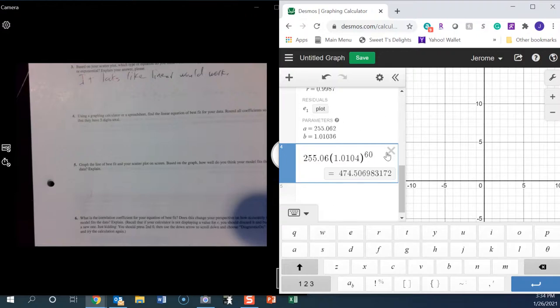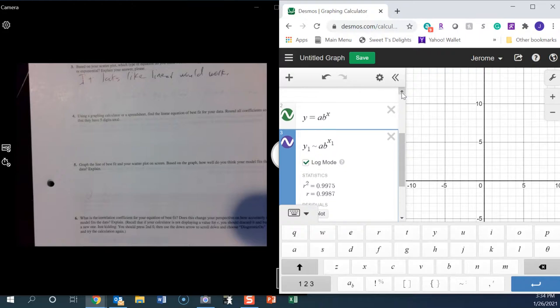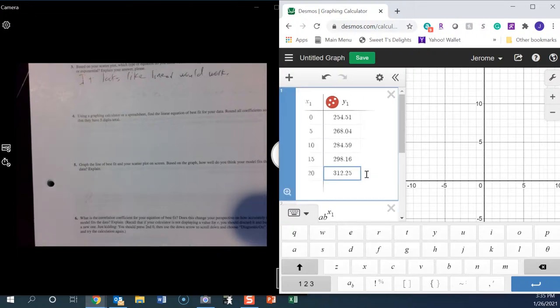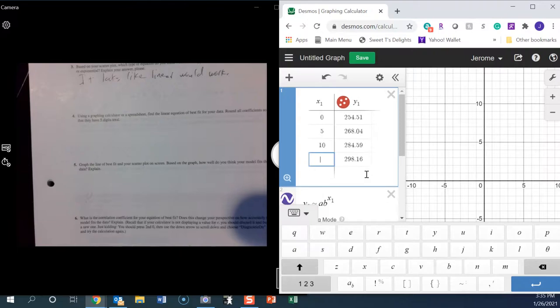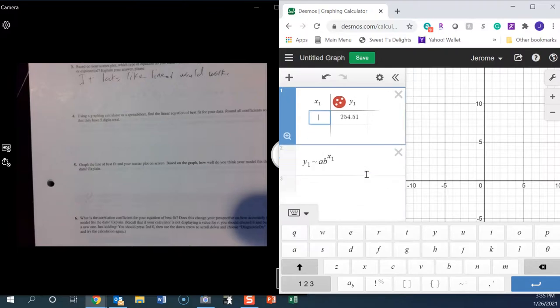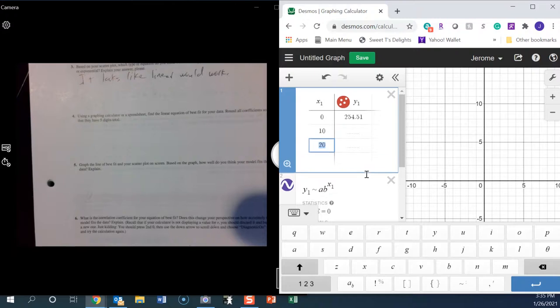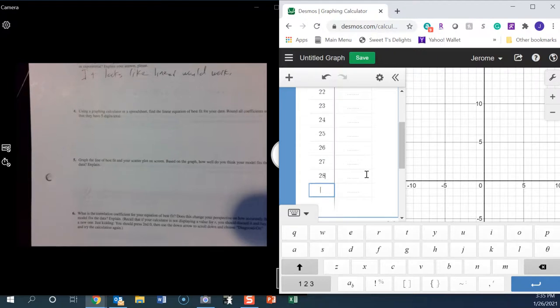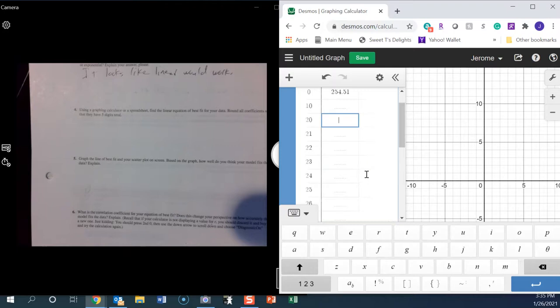Okay, so basically, what they want us to do, and we can go up here to this table so we can keep the same, so we don't have to reinvent the wheel as far as the table is concerned. All right, so we have 0, 10, 20, 21, 22, 23, 24, 25, 26, 27, 28, 29, and 30. Okay. Now we have to type in the values over here.